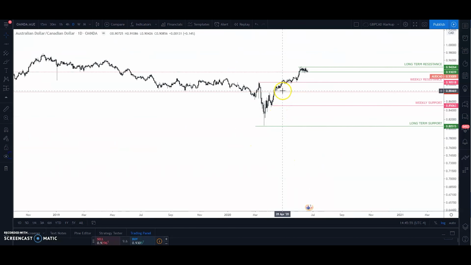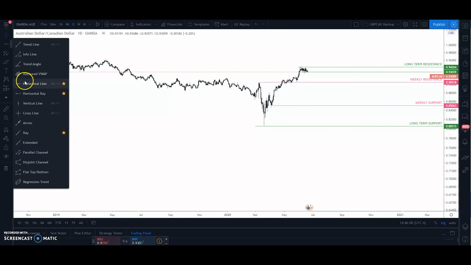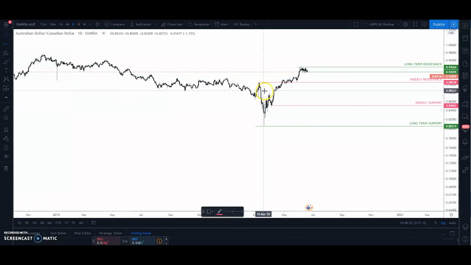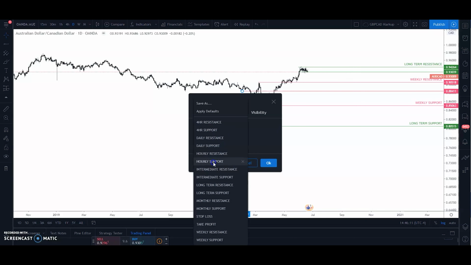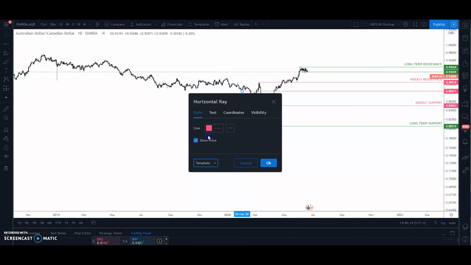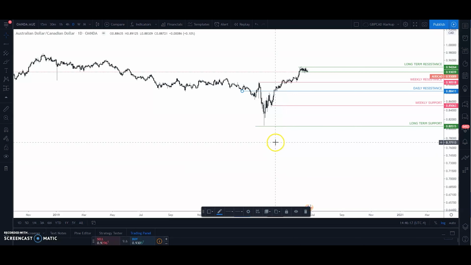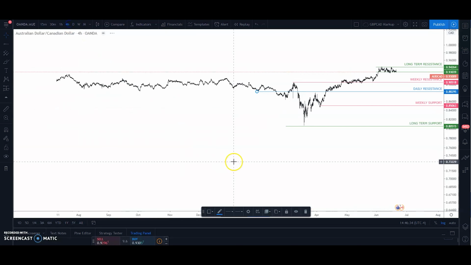And what I try to look for is at least 3 touches in order to solidify that as an area, right? What am I looking for? Daily resistance, which is now support. And actually, I might even call this, and I might go lower. I'm going to call it daily, because I'm going to be trading on a shorter time frame, so I need to go lower. Even lower.